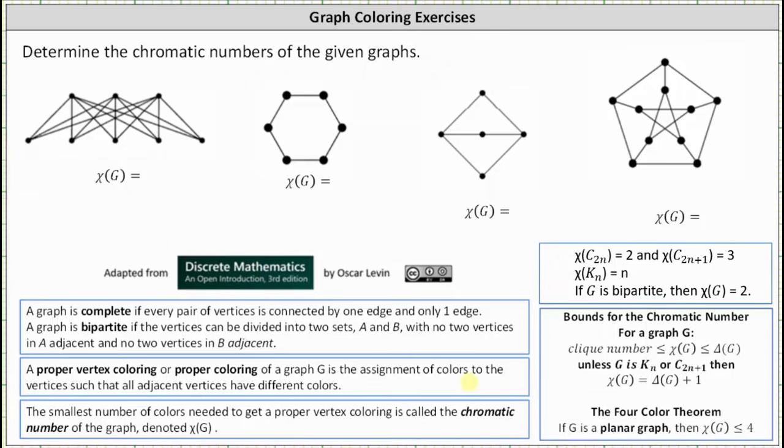A graph is bipartite if the vertices can be divided into two sets, A and B, with no two vertices in A adjacent and no two vertices in B adjacent. Let's let the top row of vertices be set A and the bottom row of vertices be set B. No vertices in set A are adjacent and no two vertices in set B are adjacent. This indicates we can color all the vertices in the top row one color, let's say blue, and we can color all the vertices in the second row the same color, just not blue, let's say green.